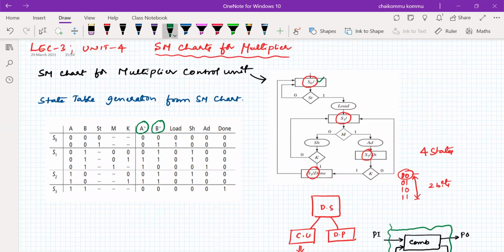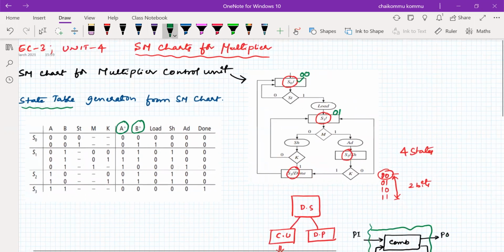Directly, let us develop this state diagram. Okay, sorry, state table. This is called a state table, as I mentioned. For each and every state we are assigning a state, and the assignment is by 2 bits: 0 0, 0 1, for example 1 0, and 1 1.